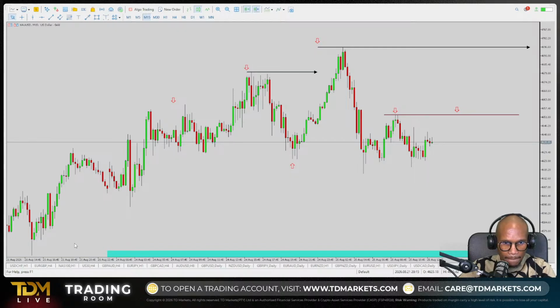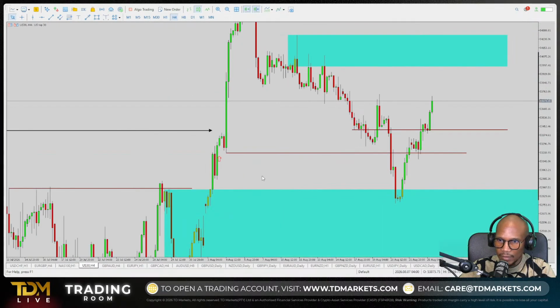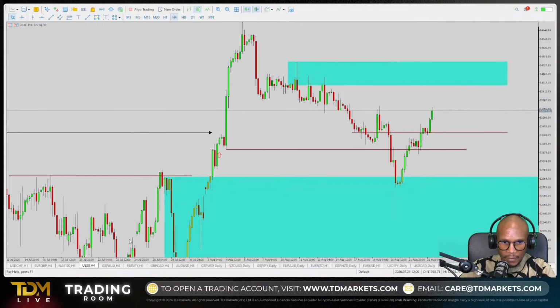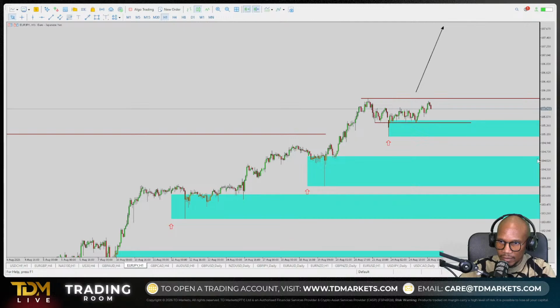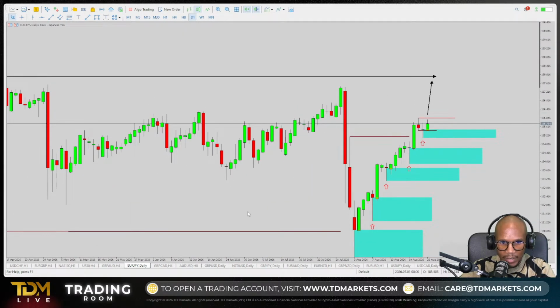Cool. So this is how the commodities are looking. The indices, we went over the indices. And then the yen, let's go over the yen. The yen is still the same, guys. Nothing has changed. Euro yen is still bullish. You're simply going to wait for your setup.